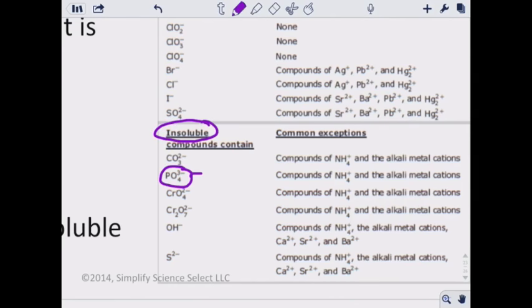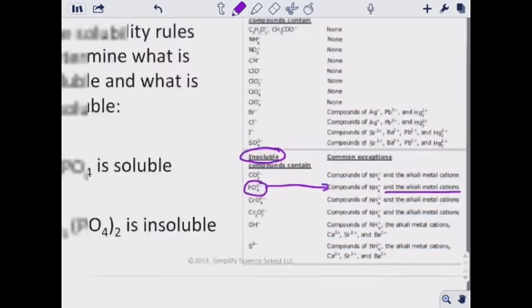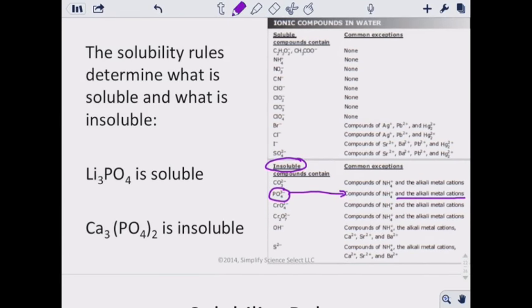Now there are some exceptions. If that phosphate is bonded to an ammonium cation, it will be an exception. If you're an exception to being insoluble, you become soluble. And if it's bonded to an alkali metal cation, then it's an exception. So when we look at this, we see that it's an exception, therefore it's soluble.